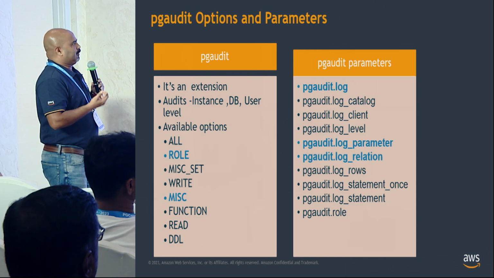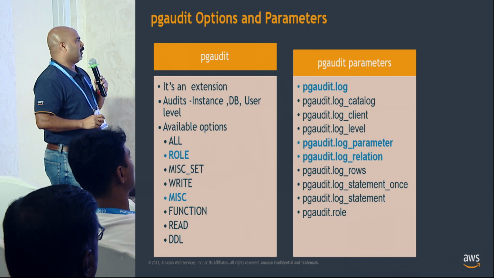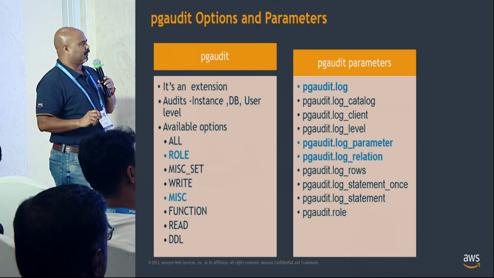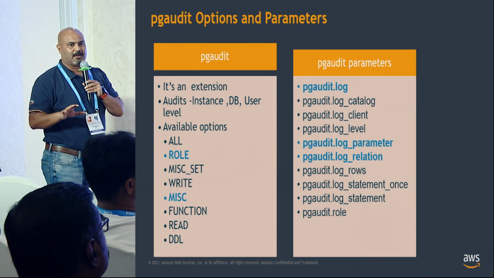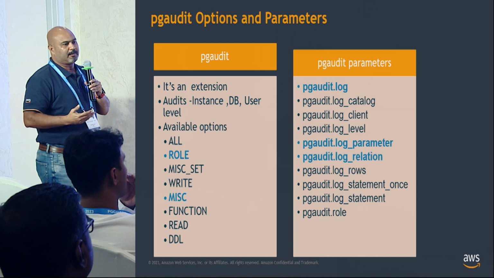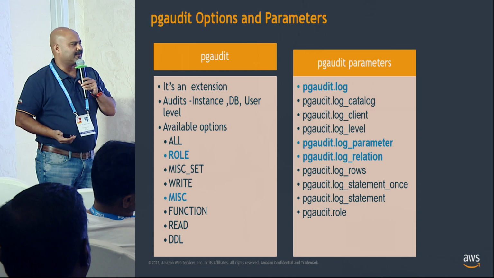Okay, and the pgAudit parameters you need to enable are pgaudit.log, pgaudit.log_parameter, and pgaudit.log_relation, for this use case, of course. As per your requirement, you need to use whatever the best options are and enable the parameters.